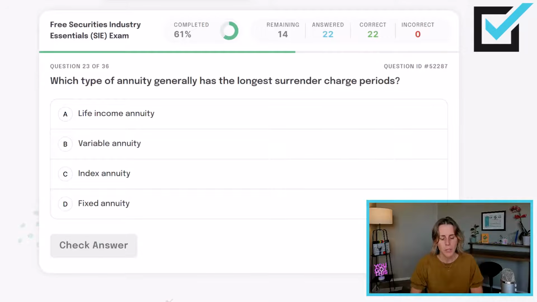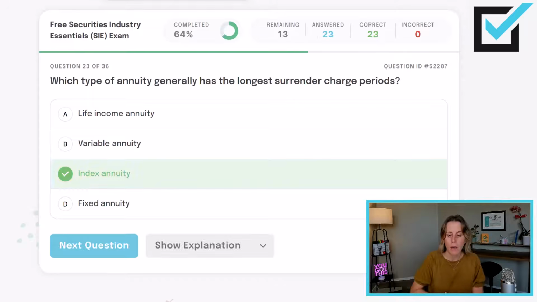Which type of annuity generally has the longest surrender charge period? So surrender charges are during the pay-in, when you are accumulating units, if we're talking about a variable annuity. It is the index annuity that has the longer surrender charge period as a general rule over variable and fixed products.